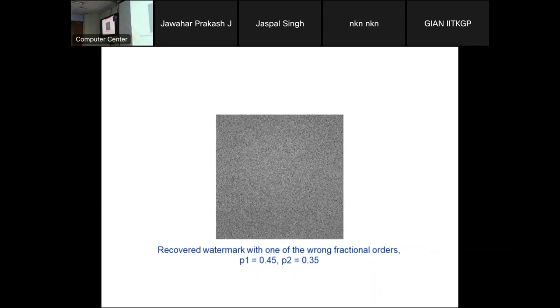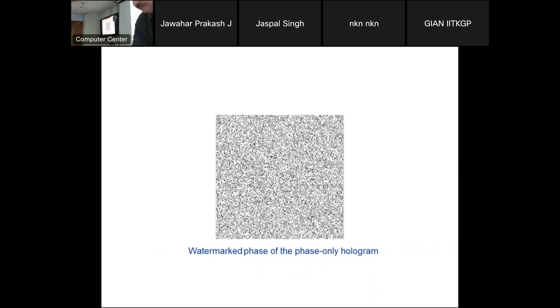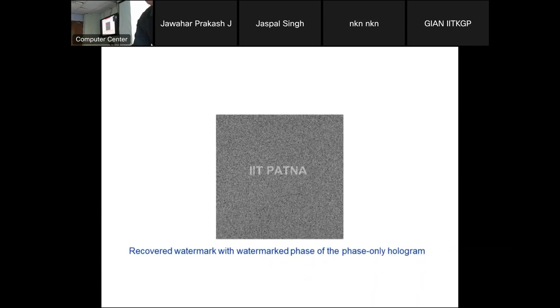This is reconstruction with a wrong key. One of the keys was wrong, nothing is decoded. This is with the phase only hologram. With this one also I can retrieve.